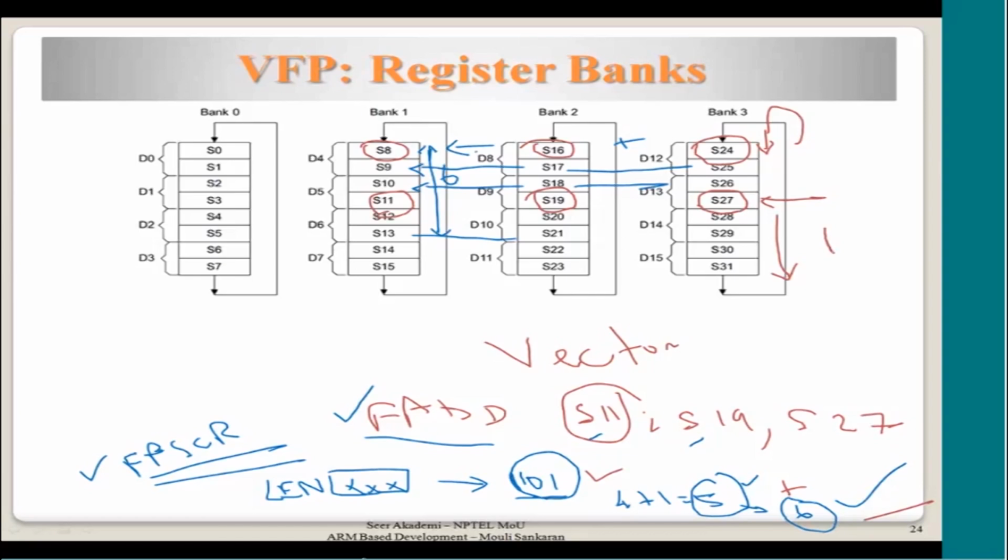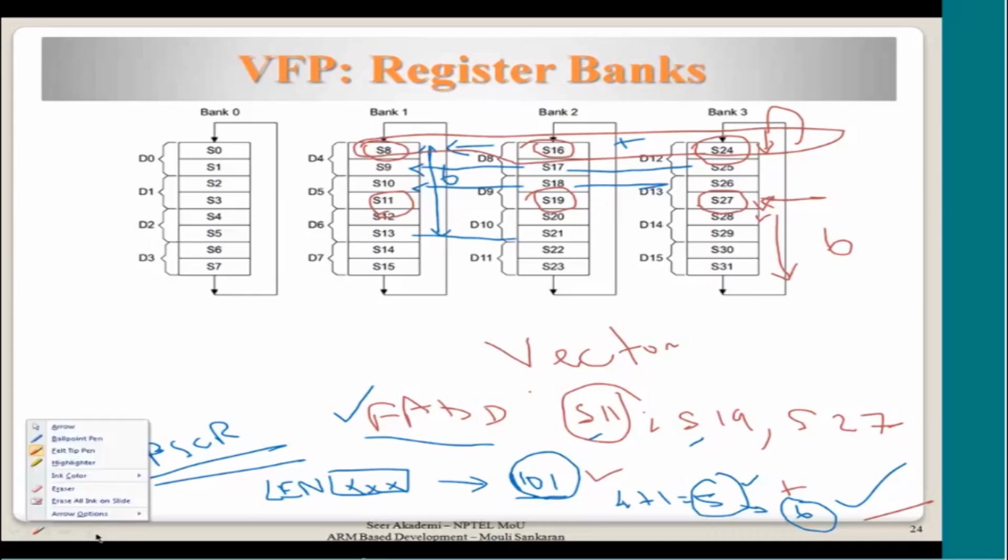Up to what point? Up to 6. So it will do this set. S27 and S19 will be added and put in S7, and these two will be done and put in this. So how many are done? 5 are done. One more will be done by taking these 3 in the set. That is what is called bank registers and how it operates on the bank.